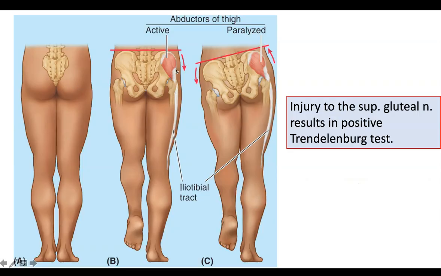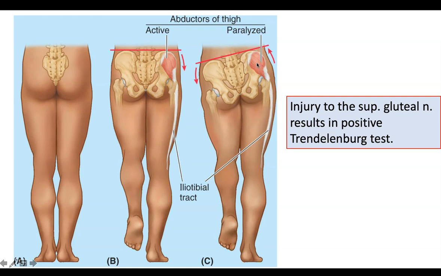And the gluteus medius and minimus are the abductors of the thigh. Also, these muscles keep the level of the pelvis. It maintains the upper level of the pelvis when we stand on one leg. When a person is standing on one leg, the upper level of the pelvis is maintained by the gluteus medius and gluteus minimus muscle. So if there is a lesion in the superior gluteal nerve, the gluteus medius and minimus will be paralyzed.